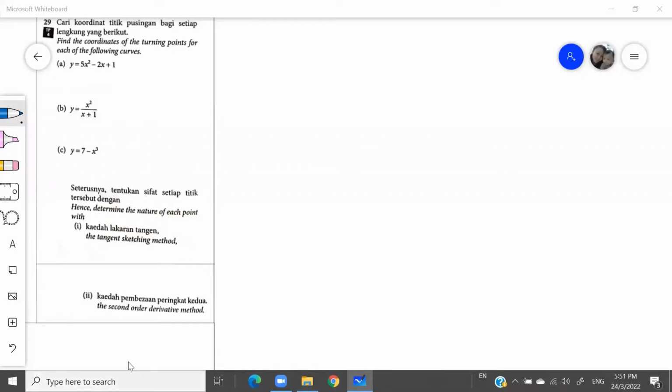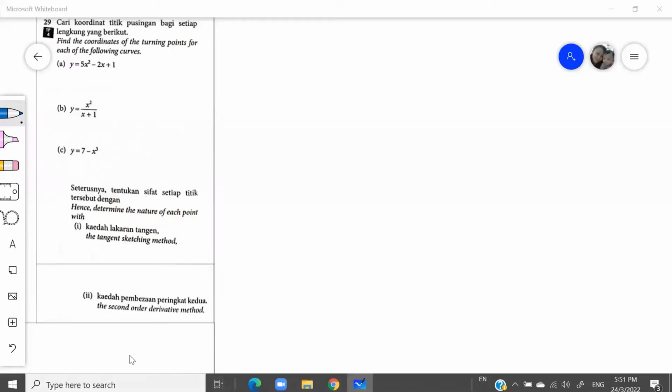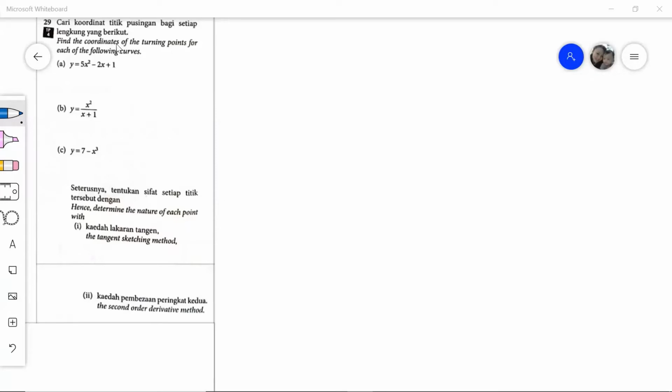Hi everyone, this is question number 29 in chapter 2. We have to find the coordinates of the turning point for each of the following curves. This is the second application of differentiation. Now we have A, B, C.